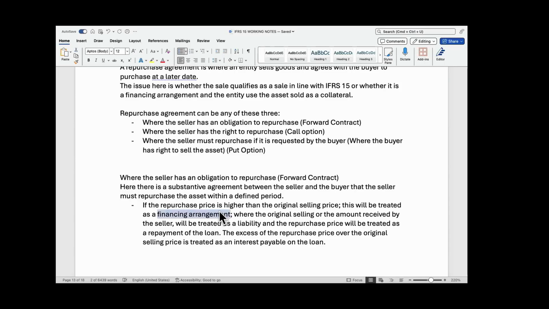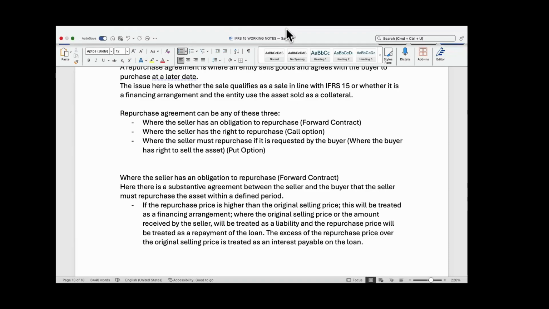Because why would you be repurchasing an old asset that somebody will have used? You're not paying more for it. The only interpretation we're giving to that is that the original selling price, the original money you sold it for, is a liability, a loan. And the repurchase price is a repayment of the loan. So the excess of that purchase price over the amount you sold it for initially is interest. That's why you're paying extra, because you're paying interest on the loan.